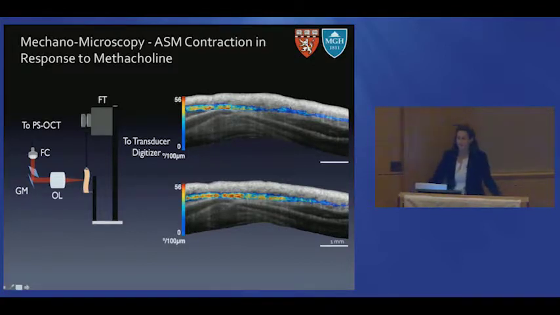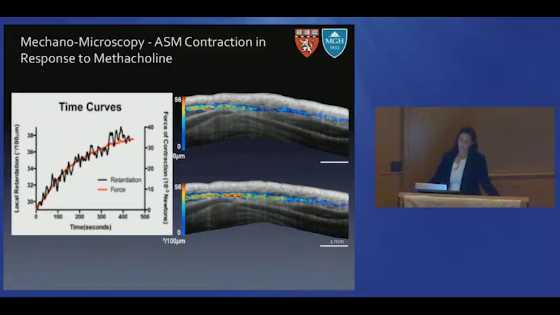On the right, you can see these images. The grayscale is the structural OCT image. The color-coded portion is the airway smooth muscle, and it's color-coded according to the amount of retardation. So that's basically presented in degrees per 100 microns.